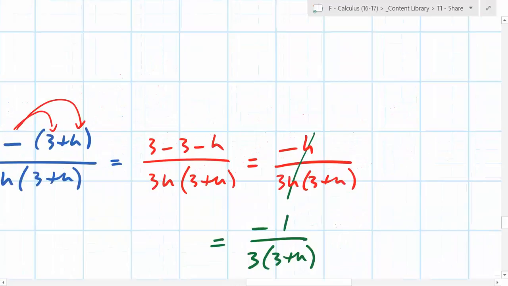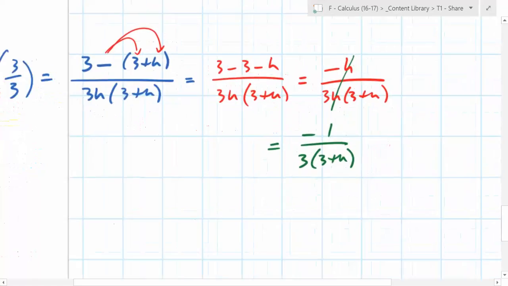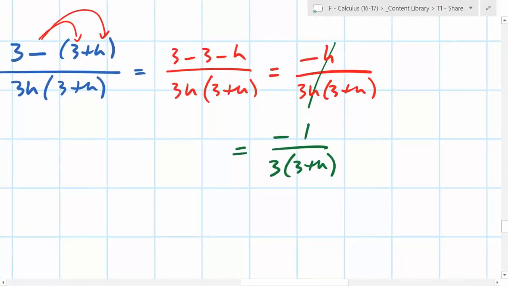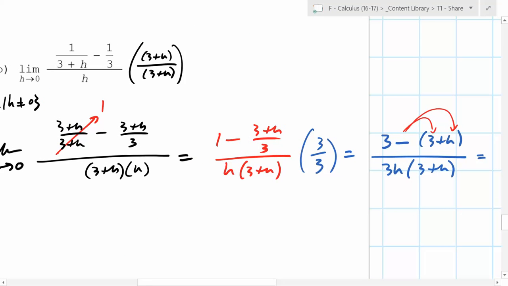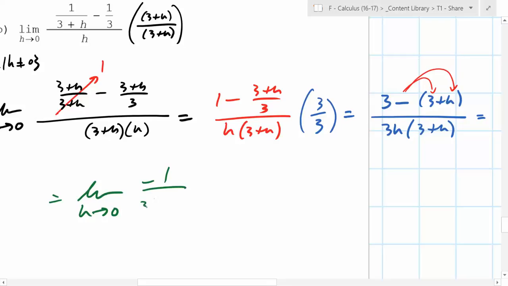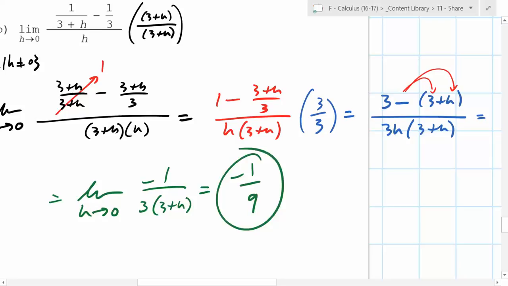So all of that was to say this. Wouldn't it be 2h? No, you're just canceling the h's. You're not subtracting. You're canceling. h over 3h is 1 over 3. So don't apologize. It means all of that work was just to tell us this: this limit is equal to the limit as h goes to 0 of negative 1 over 3 times 3 plus h. Can we plug in 0? Yeah. So what's the answer? Negative 1 ninth.